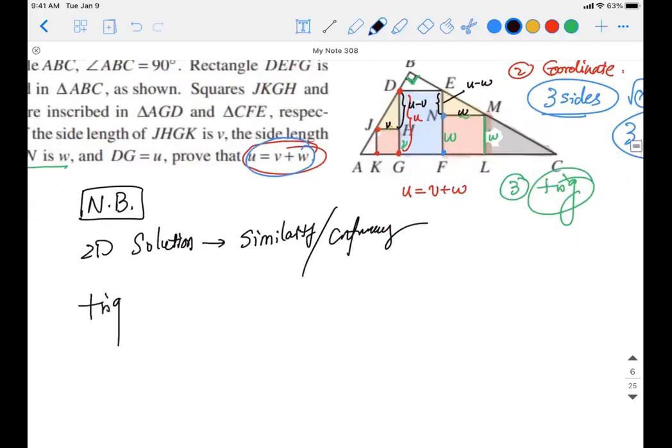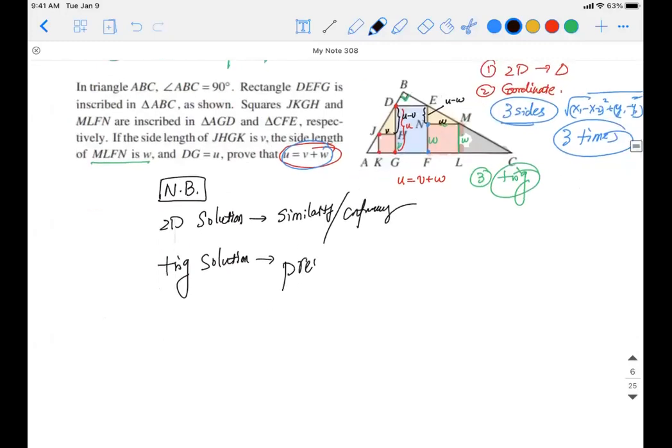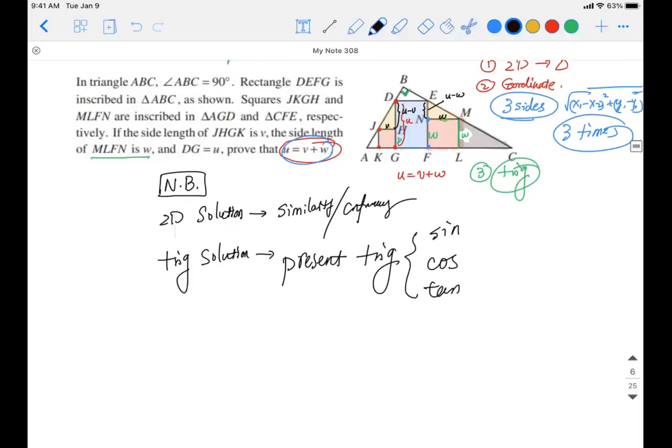However, when you want to deal with the trigonometry solution, similarity and congruency are not the most important thing. The most important thing is you want to present how this trigonometry expression looks, how the sine, cosine, or tangent looks. You want to do the same thing for different triangles. And as long as these two triangles have the same angle, these two trigonometry presentations should be the same. This is a very important approach. In the trigonometry solution, you're no longer dealing with similarity and congruency. This is not important. On the contrary, you want to present trigonometry and, taking from there, solve the problem.